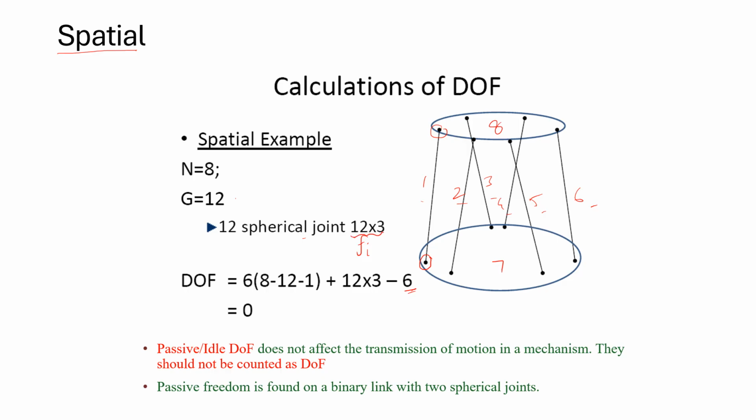On substituting in the formula, because it is a spatial manipulator, the formula is now changed. That is, it is 6 times (n minus g minus 1), so 6 into (8 minus 12 minus 1), plus the sum of i equal to 1 to g of fi, the degrees of freedom of each spherical joint. And you have subtracted the idle joints, or the passive joints, in order to find the degrees of freedom. So you have subtracted 6 from the total degrees of freedom. Okay, so you will get the degrees of freedom of this manipulator to be 0.